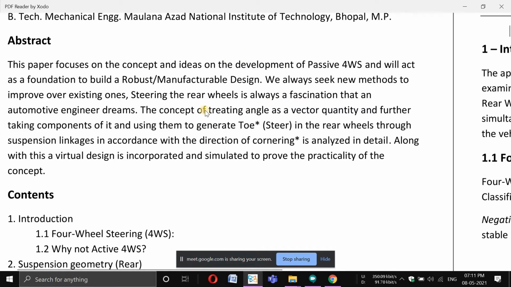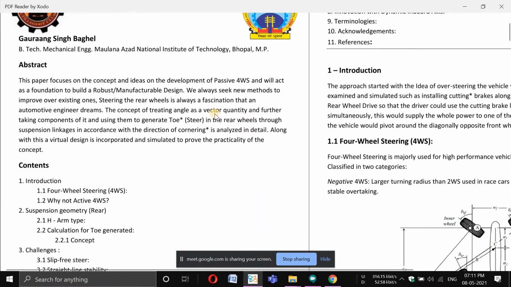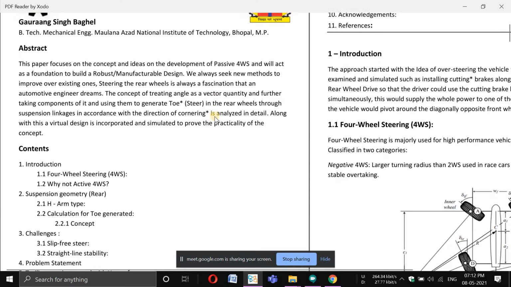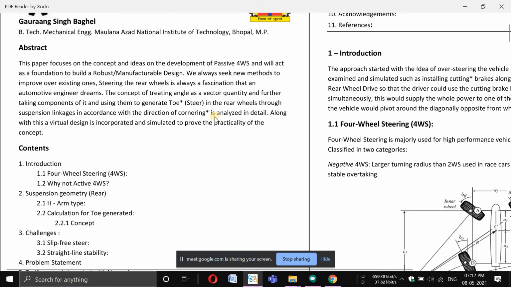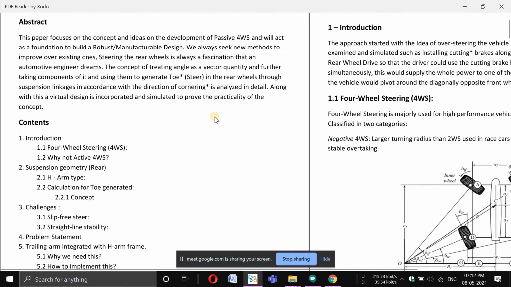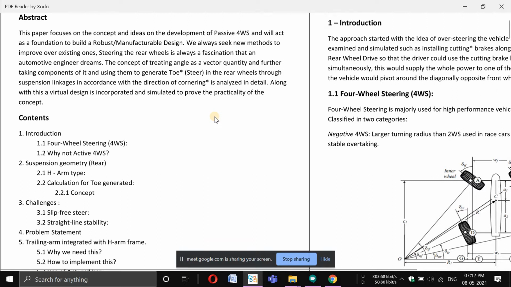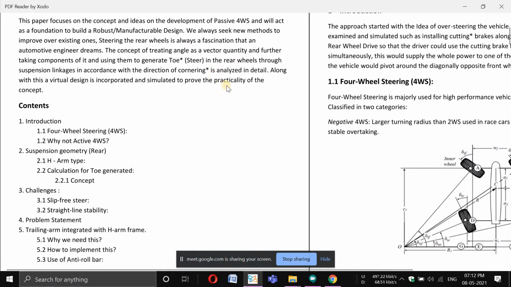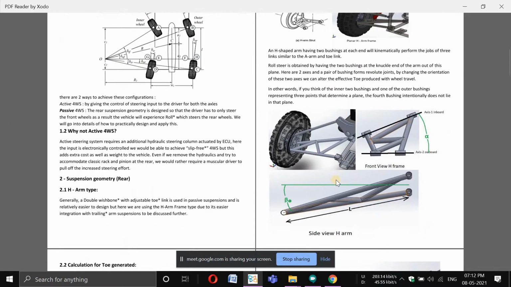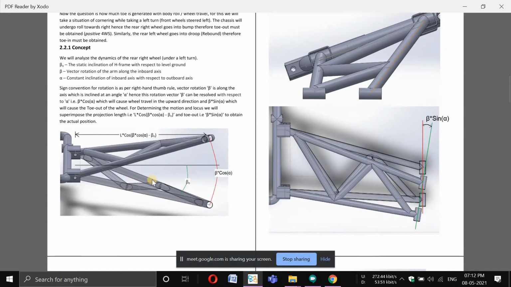The main concept which I am talking about is what I think has not yet been discovered or used earlier. The concept originated from a need. The need was to generate toe. This toe was generated with wheel travel. So the concept is treating angle as a vector quantity. Sir, which angle am I talking about? The angle here is this angle.